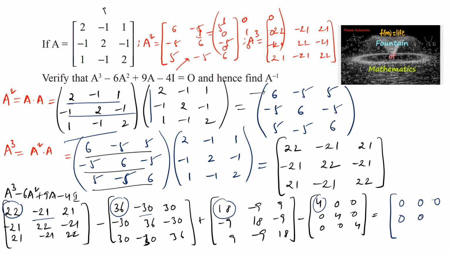And minus 21 plus 30 is 9. 9 minus 9 it's a 0. And 21 minus 30 is negative 9 plus 9 it's a 0. Minus 21 plus 30 is 9. 9 minus 9 it's a 0 again. And 22 minus 36 is minus 14. And again here 18 minus 4 is plus 14, so 0. So we can say that the answer is 0 and hence verified it.